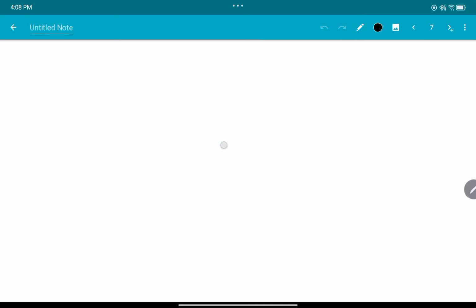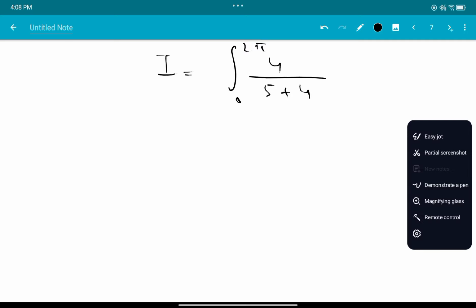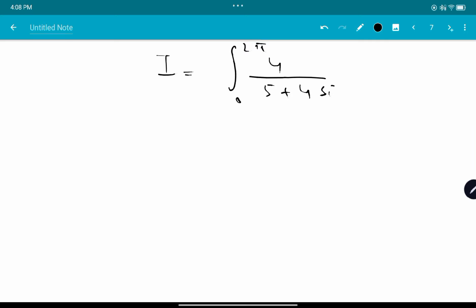Next, we have another type of problem in which you have an integral from 0 to 2 pi of a function of sine theta or cos theta. The integrand is a function of sine or cos. As an example, let me take the integral of 4 by 5 plus 4 sine theta d theta.